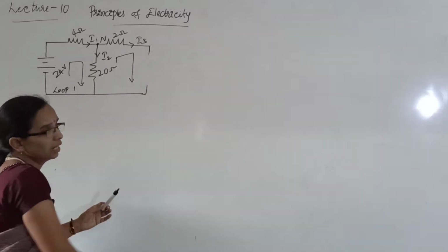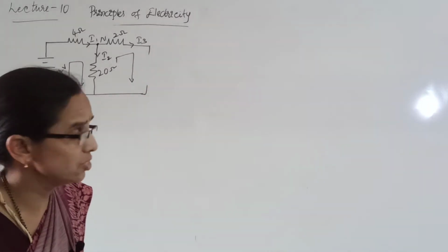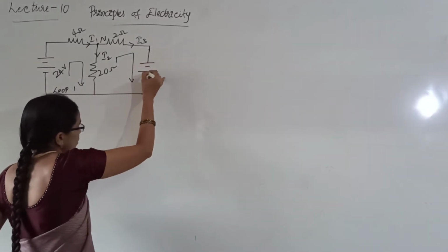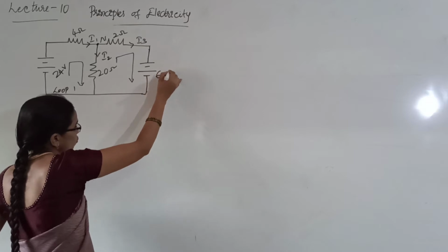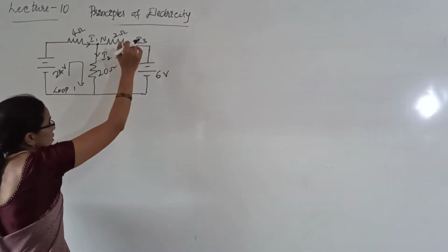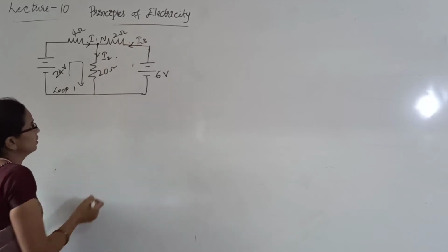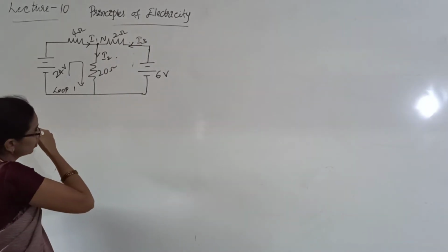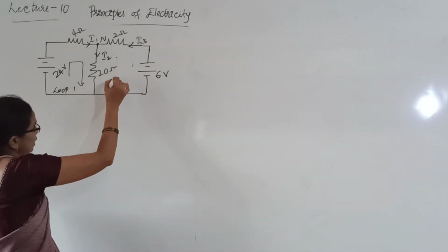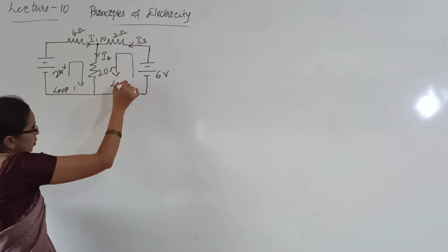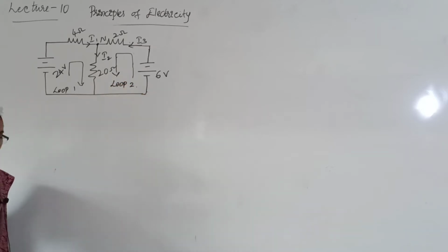This circuit I will make a little change. I will replace this resistor by a 6 volt battery now, and I will change the direction of I3 like this. Now calculate the branch currents. We will solve this problem now.